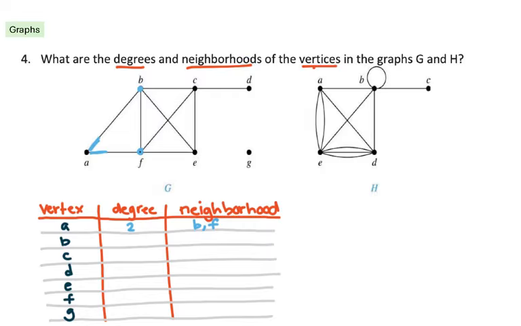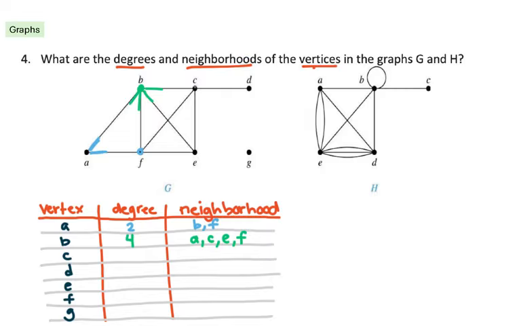Okay, let's look at vertex B. The degree is 1, 2, 3, 4. And the neighborhood would be the vertices that directly connect to B. So that's A, C, E, and F. You don't have to put them in any particular order, but I like to try to put them in alphabetical order.